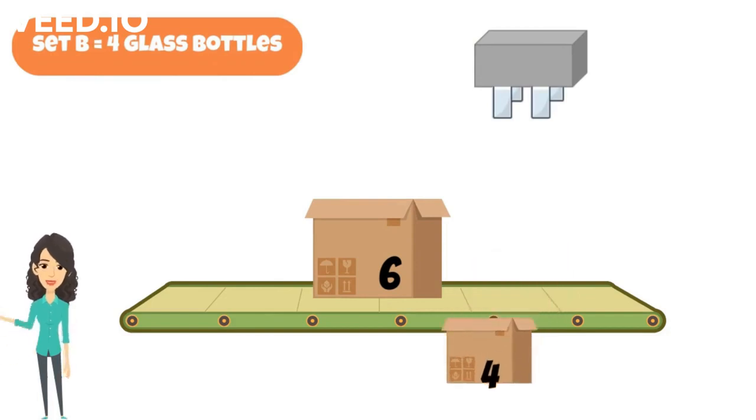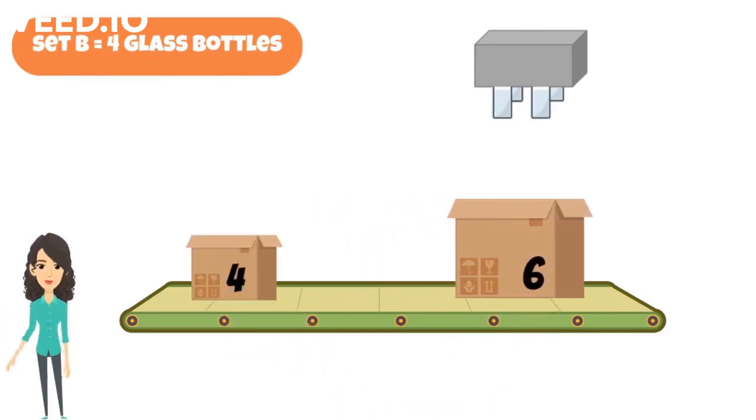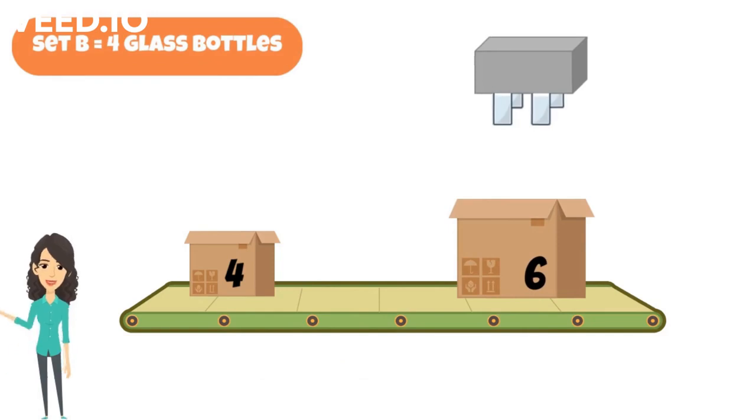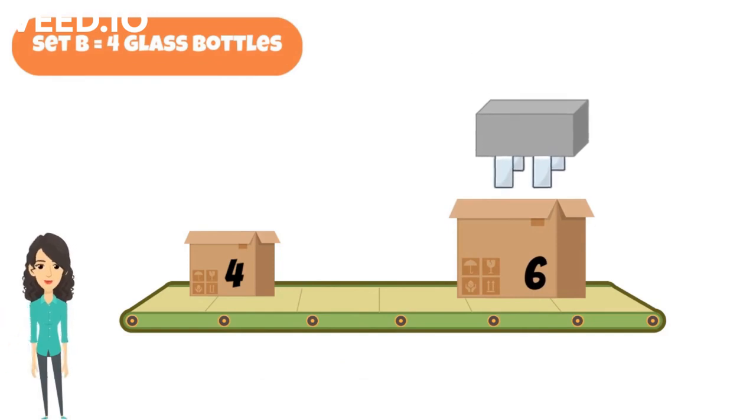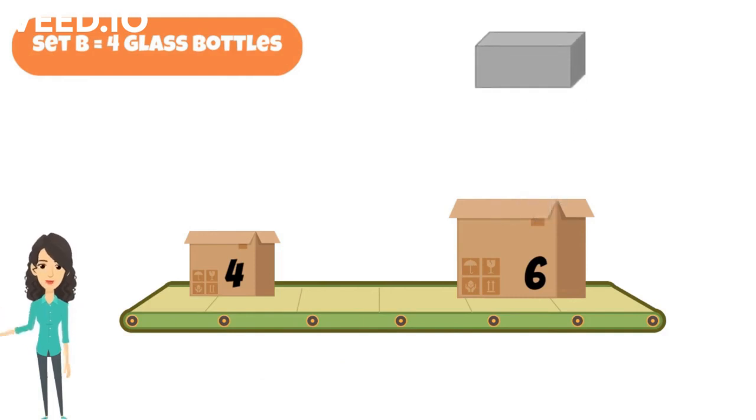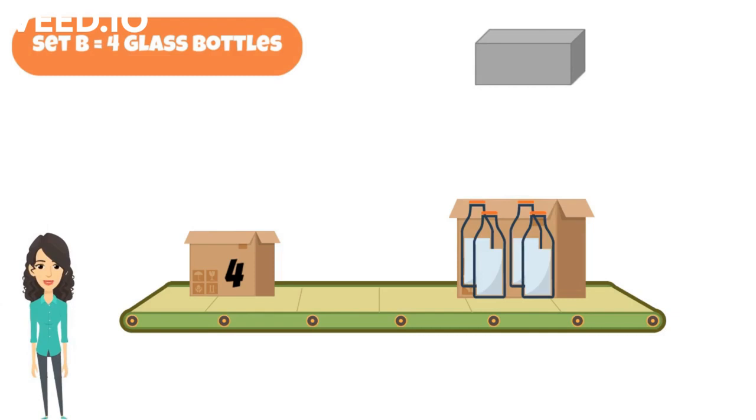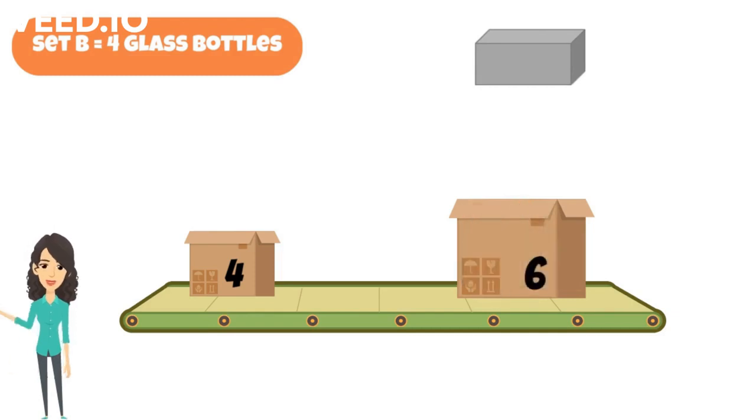Now, a second set of 4 glass bottles have arrived at the machine. The machine will search through the entire belt again. After conducting its search, the machine will then move the boxes until the desired box reaches the front of the conveyor belt. Then, the machine will insert the glass bottles into said box. In this case, the box with 6 slots as shown in this example.